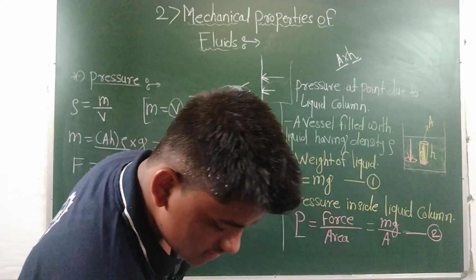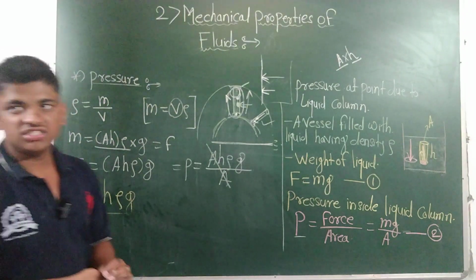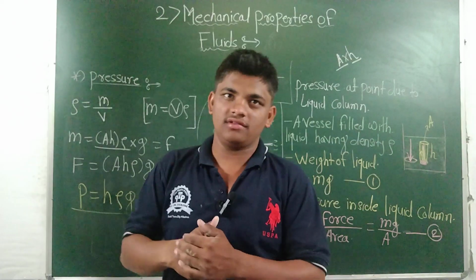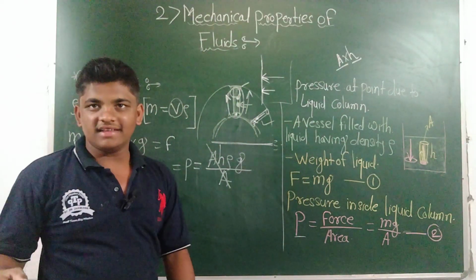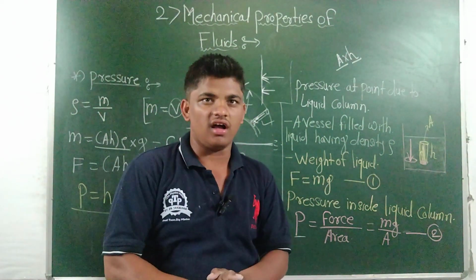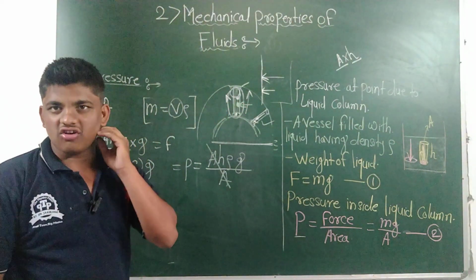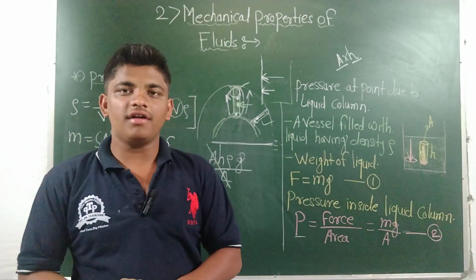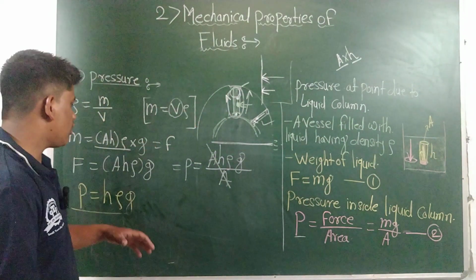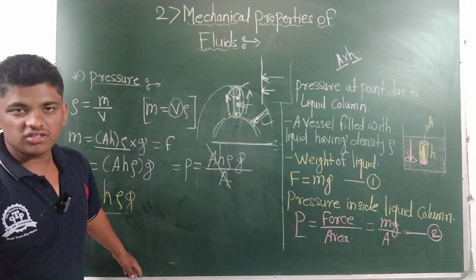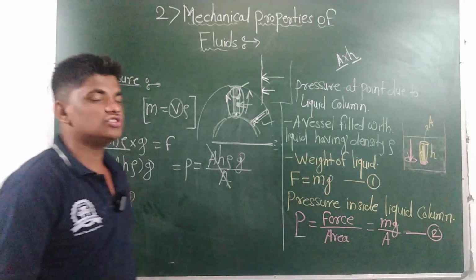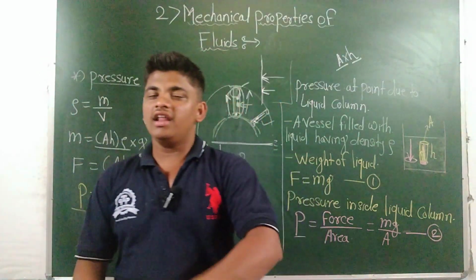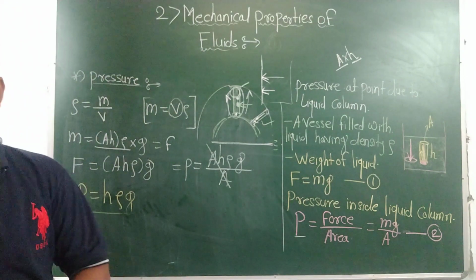In these lectures, we know what pressure is. The definition of pressure is the normal force exerted by a fluid at rest on the unit surface area of contact. Pressure is a scalar quantity, and the unit of pressure is Newton per meter square or Pascal, and the dimensions of pressure are L raised to -1, T raised to -2, and M raised to 1.